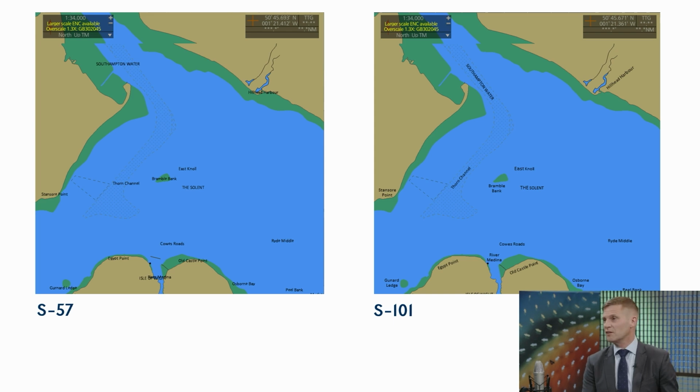So if you're entering a new port and you're told by the VTS to go to berth 3, you have to then find the menu for text, turn that on, find out where berth 3 is. And this all takes time and really is not a good user experience. But with S-101, we have the ability now as hydrographic offices to put some intelligent text placement into those names.